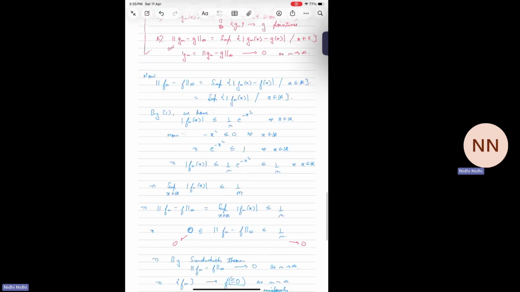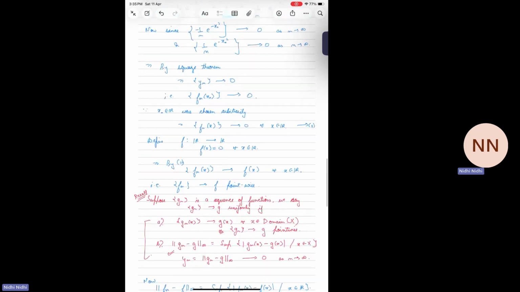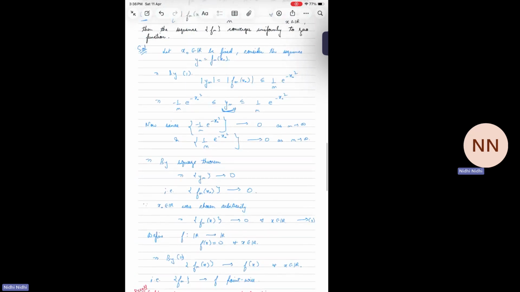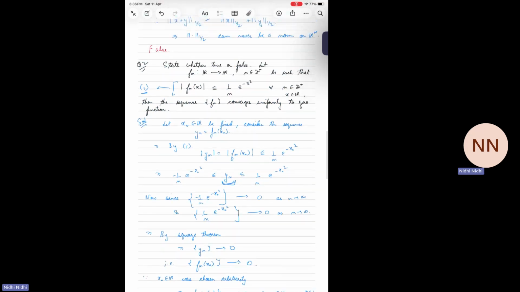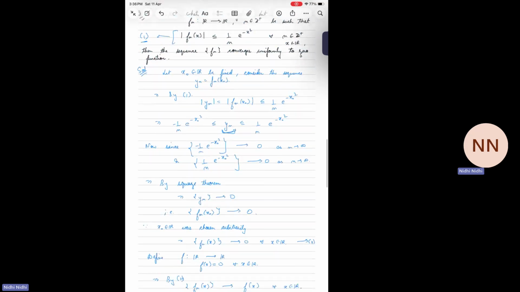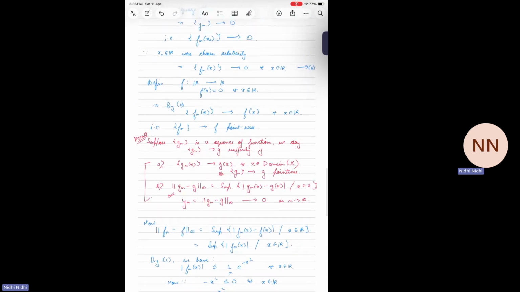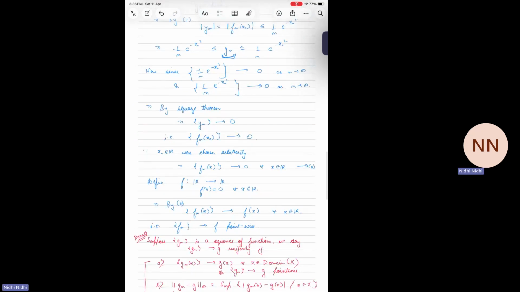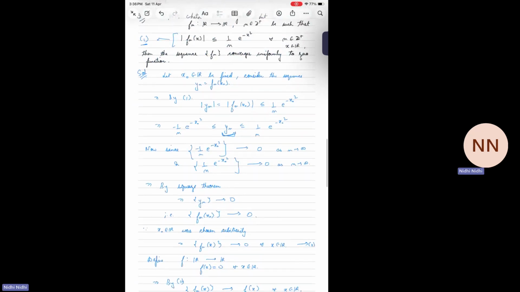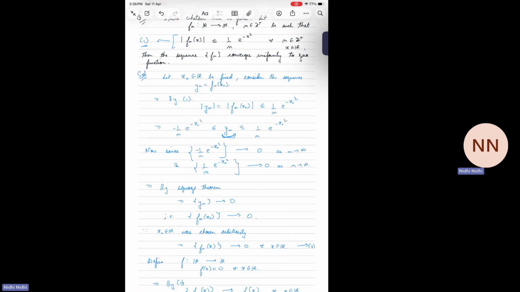I hope this is clear. You all understood the concept of uniform convergence and how the sequence of functions is converging uniformly to the 0 function here. I would like you to go through the solution once again. Then, if there is some issue in my solution, and if you have some doubt, you can ask.